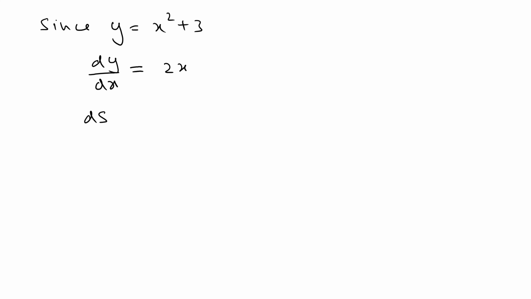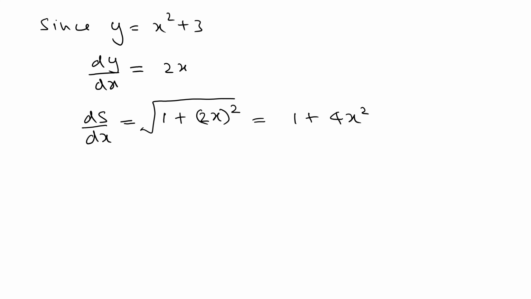So ds over dx equals, let's plug in, the square root of 1 plus (2x) squared, which equals the square root of 1 plus 4x squared. So now this is ds over dx.